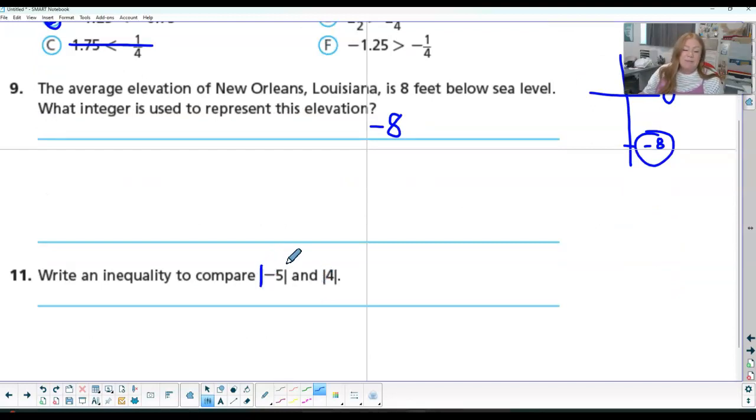Write an inequality to compare these. Oh, so remember these mean distance from here to here. What is our distance from here to here? What is the distance to 0? So how do I get from -5 to 0? That's a distance of 5. This is a distance of 4 to get to 0. Now we're going to write the inequality to compare them. So tell me which one is bigger using your greater than or less than signs.